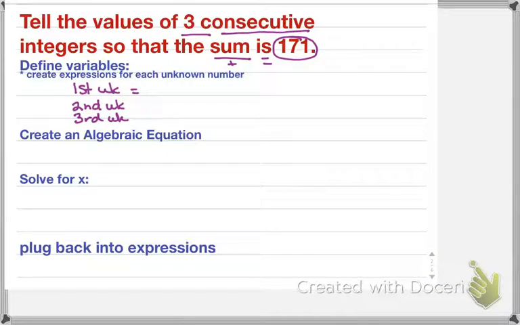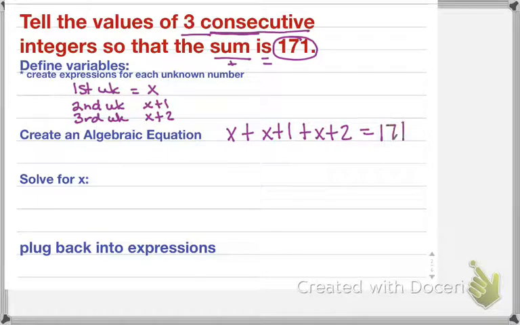We always call the first unknown x, regardless of whether it's consecutive or even or odd. This is just consecutive, so it's in a row, like 1, 2, 3. So this one's x plus 1 and x plus 2. Now it says the sum of these, so we're going to take all 3 of these and make an algebraic equation: x plus x plus 1 plus x plus 2 equals 171.